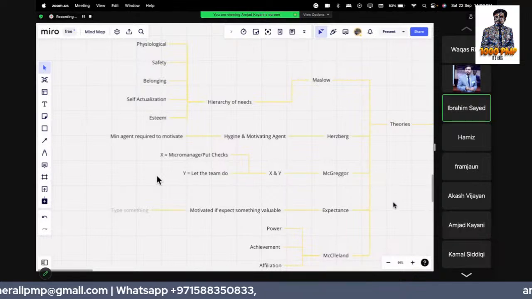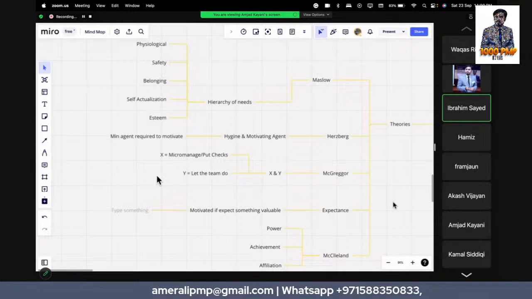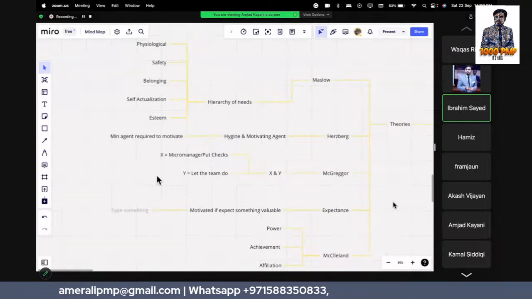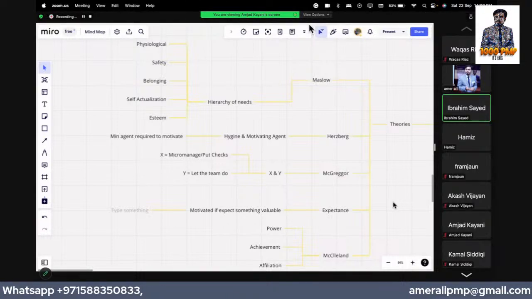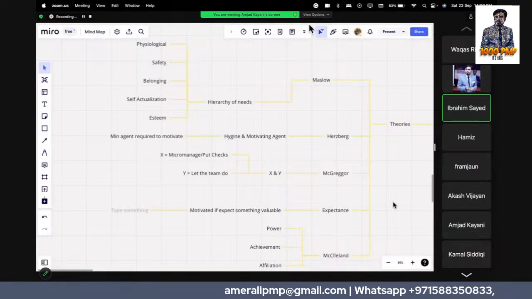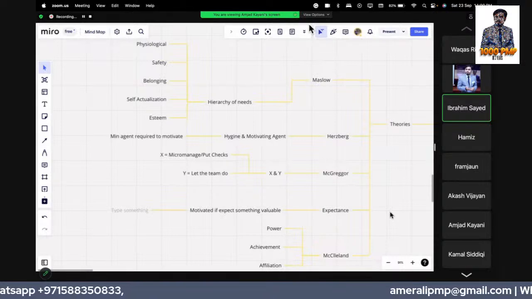Second is Herzberg, which talks about hygiene and motivating agents. A hygiene agent is the smallest thing which, if you have it, keeps you from being demotivated. An example is salary, and a motivating agent is opportunity or growth. McGregor says there are two types of people: X and Y. The X type says people don't like to work, and the Y type is people who like to work.